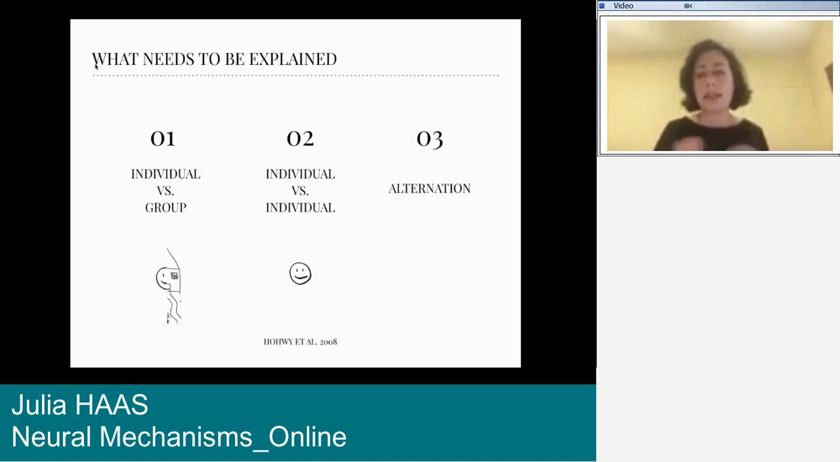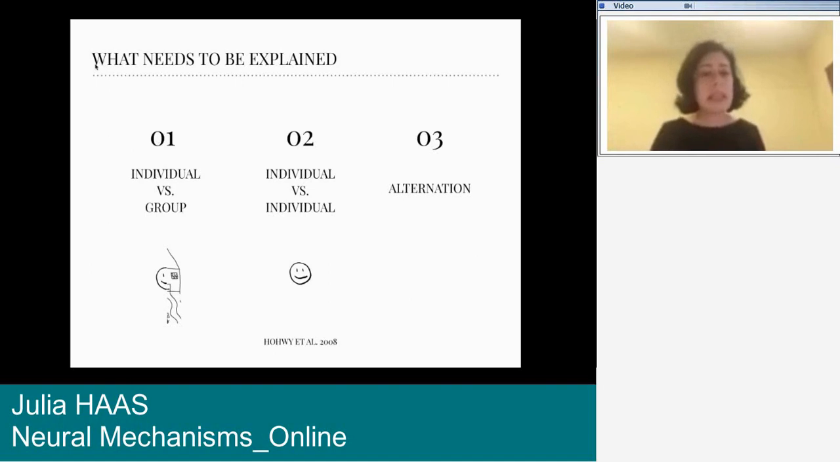Howie and colleagues, I think, frame very nicely what a good theory of perception needs to explain about binocular rivalry. In their original paper, they break it into two categories, the selection problem and the alternation problem. I think it's actually useful to break the selection problem into two further categories. So I'm going to talk about the individual versus group selection and individual versus individual selection problem before moving to alternation.